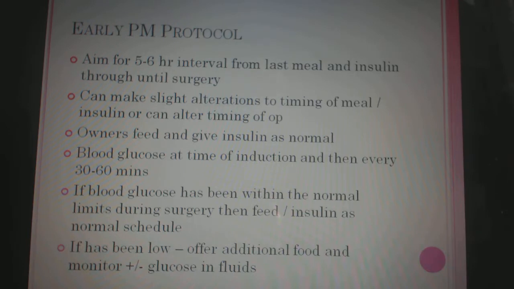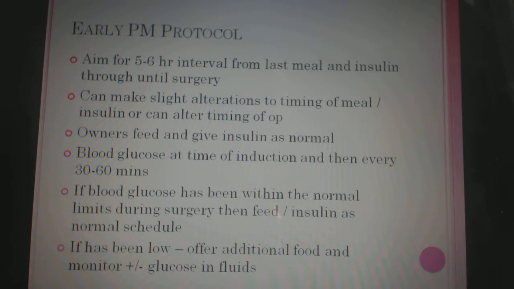So the protocol that is being suggested, and I believe is currently in use at the Willows Referral Centre in the Midlands, is that they aim for a 5 to 6 hour interval from the last meal and the morning insulin through until the time the surgery takes place. Obviously, you can make slight alterations to the timing of the meal. So if the animal normally would only eat at 10 a.m, you might bring it forward an hour, hour and a half to fit in a little better with what suits the practice.